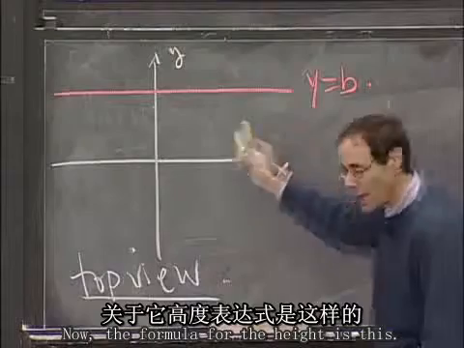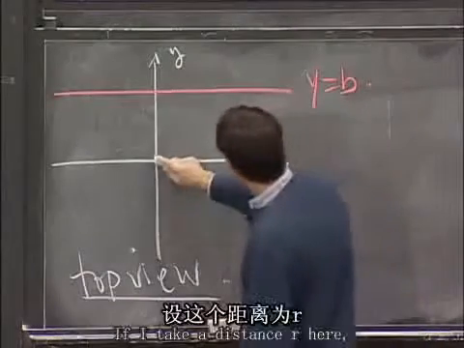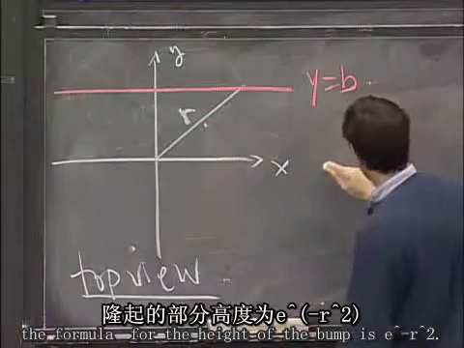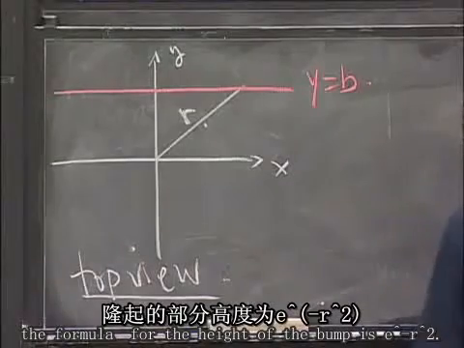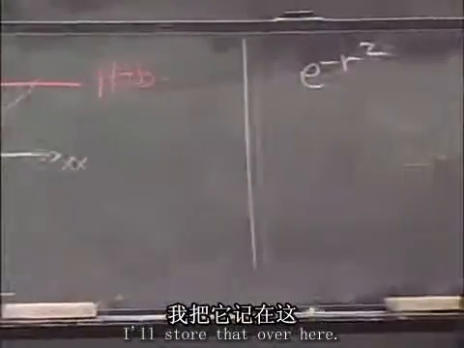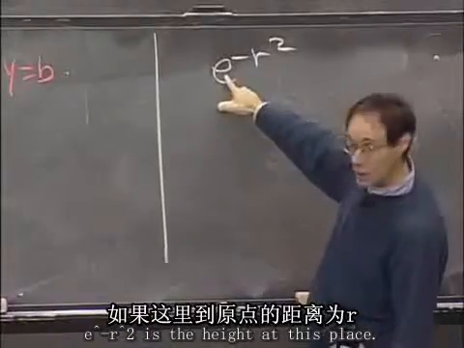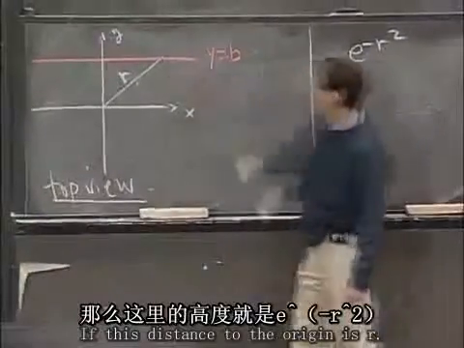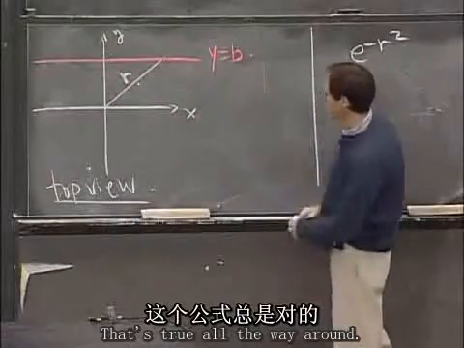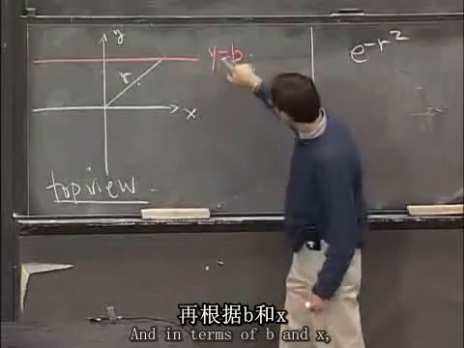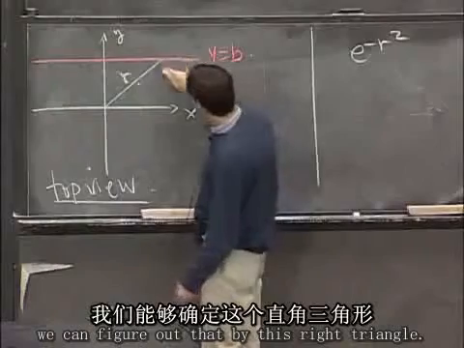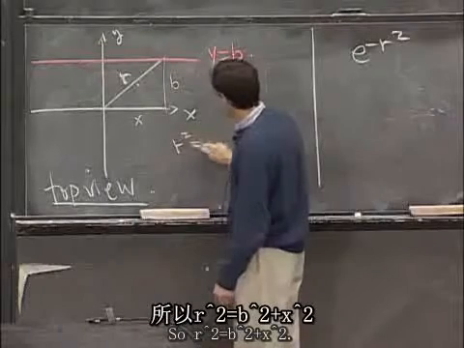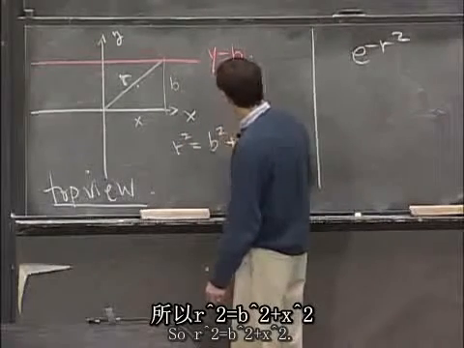Now, the formula for the height is this. If I take a distance r here, the formula for the height of the bump is e to the minus r squared. Okay? I'll store that over here. E to the minus r squared is the height at this place if this distance to the origin is r. That's true all the way around. And in terms of b and x, we can figure that out by this right triangle. This height is b and this distance is x. So r squared is equal to b squared plus x squared.